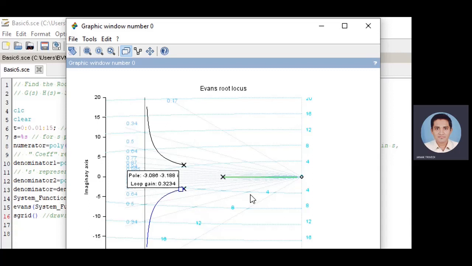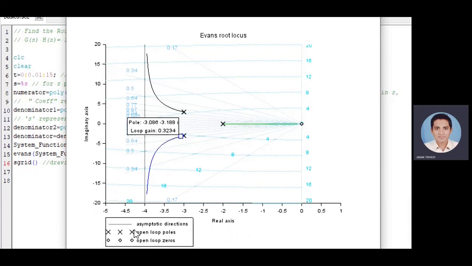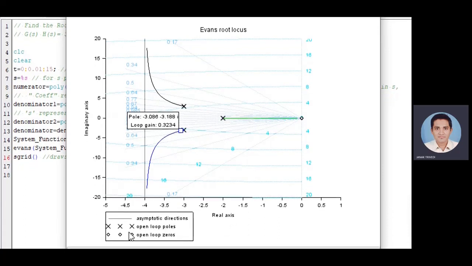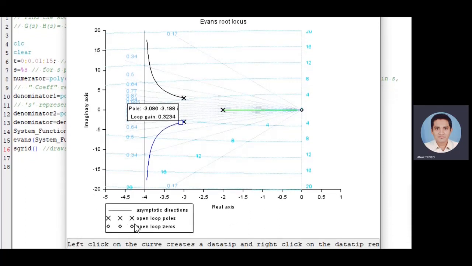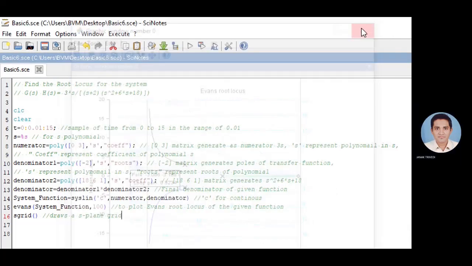So this kind of root locus is drawn. Here you can find the real axis, asymptotic direction, open loop poles, and this kind of notation is for the open loop zero. This is the real axis, this is the imaginary axis. Okay, this is the first one.